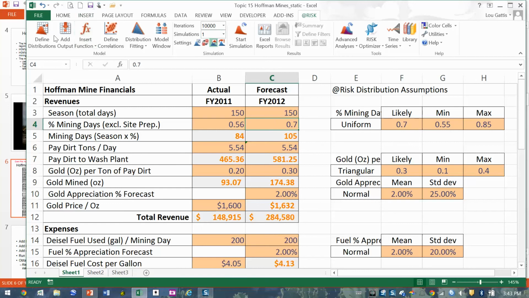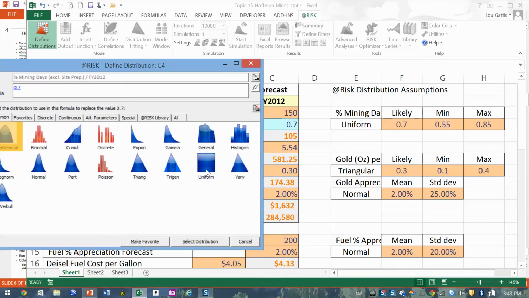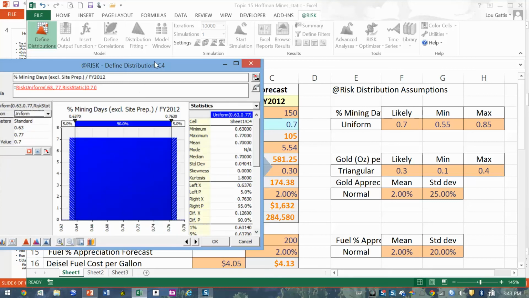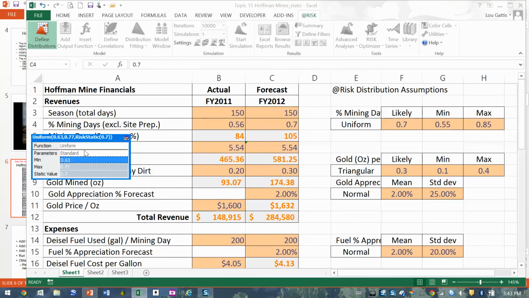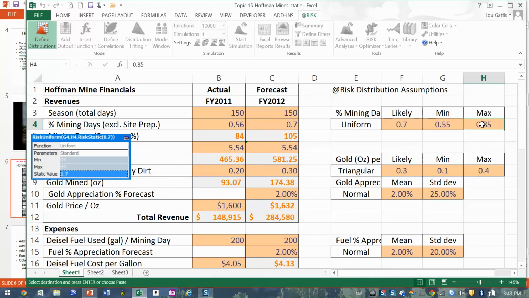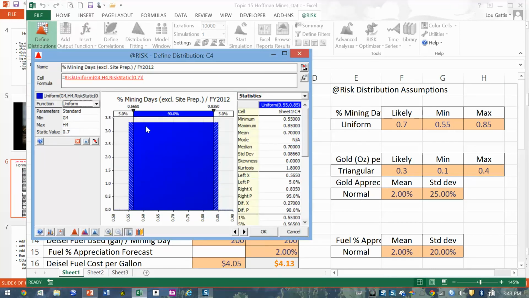So I'm going to use a uniform distribution for that variable. I click on that cell, and I'm going to select a uniform distribution. For the uniform distribution, I just need to specify a min and a max. The static value is what's sitting in the cell. So I'll put in a min, and I'll assign the max from Excel. And there's my distribution.